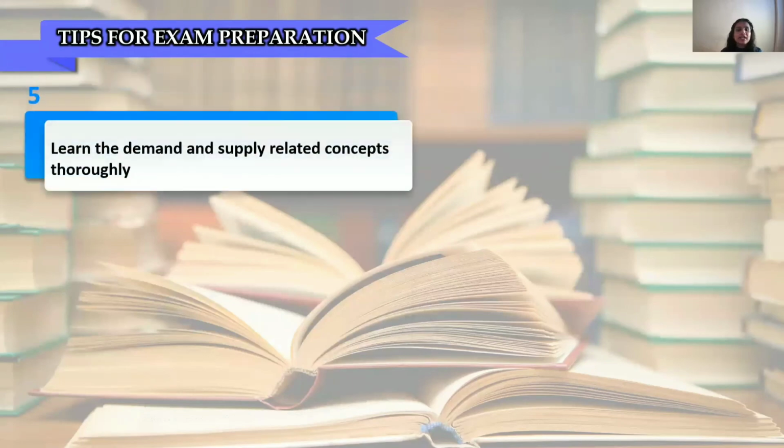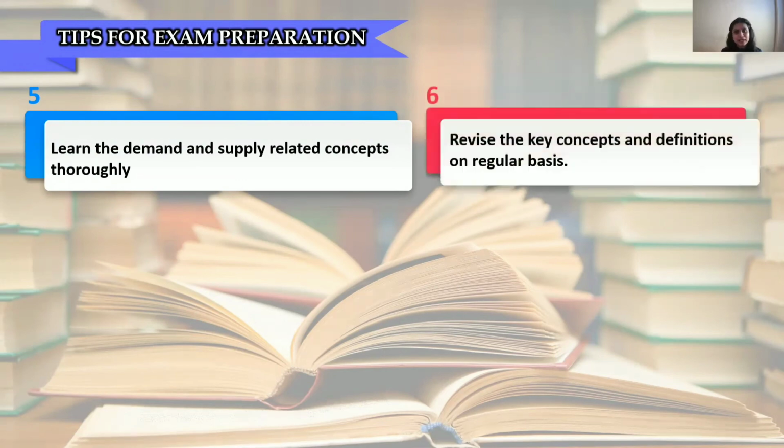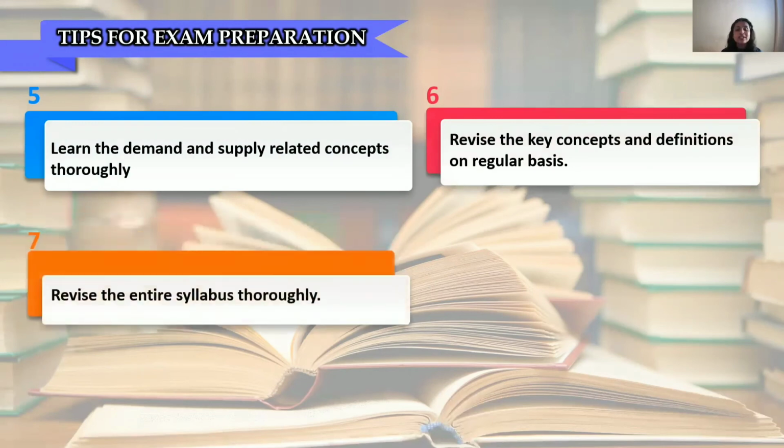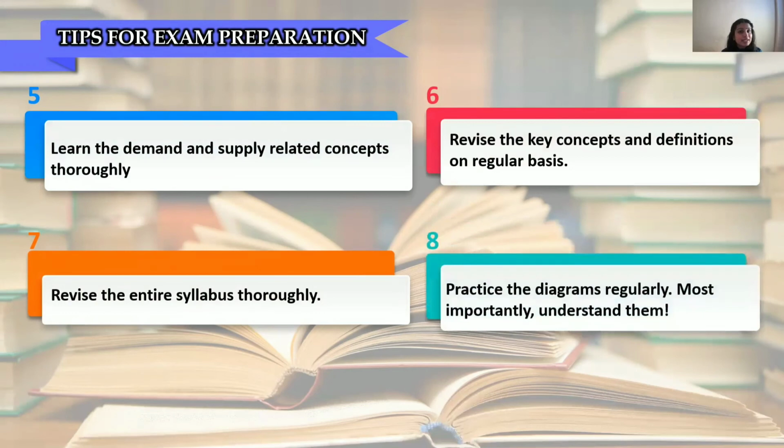Learn the demand and supply related concepts thoroughly, students, time and again. It's evident from history that students tend to make mistakes in demand and supply simply because they do not understand the concepts. So I urge you all to please learn the concepts. By understanding them first, it will become much simpler for you and the mistakes will reduce. Revise the key concepts and definitions on a regular basis so they stay in your mind and you do not forget them. Revise the entire syllabus thoroughly. Practice diagrams regularly. Most importantly, like I mentioned, understand them.